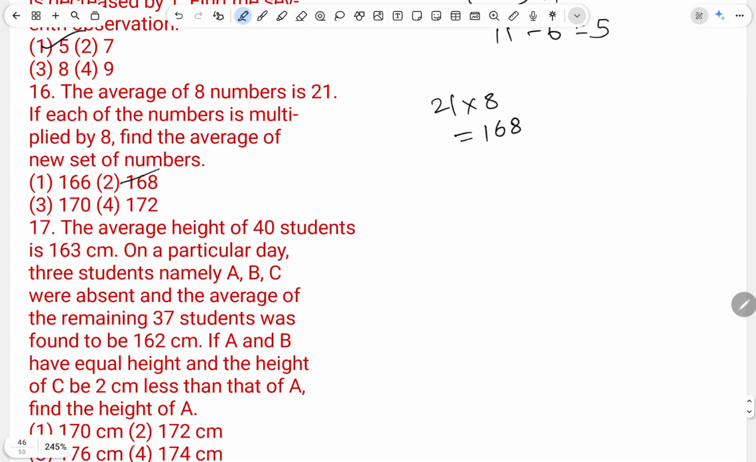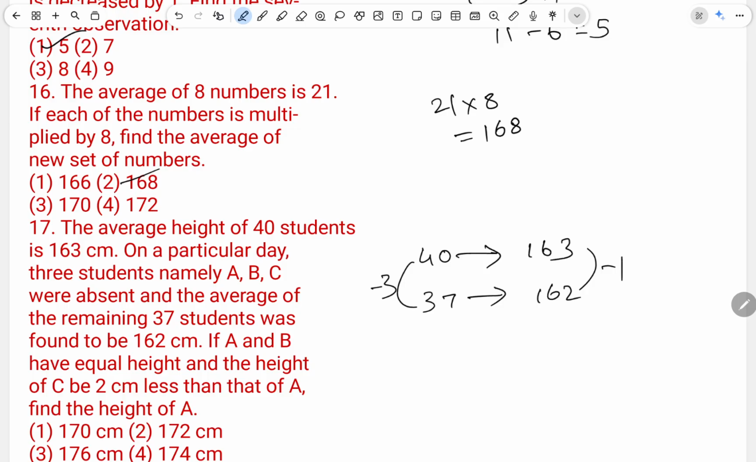The average height of 40 students is 163. On a particular day, 3 students, namely A, B, C, were absent, and the average of the remaining 37 students was found to be 162. So 40 students, average is 163. 3 students left, so 37, 162. Average got reduced by minus 1. Okay. Now we will find the total sum of the 3 students.